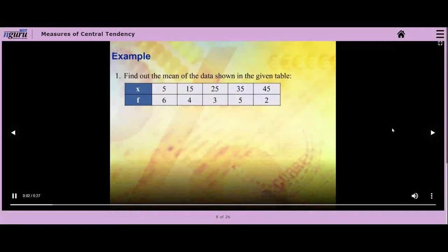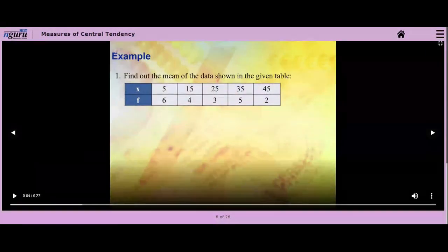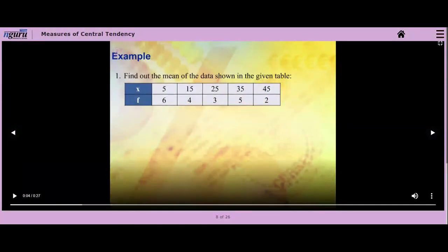Consider an example. Find out the mean of the data shown. What is the first step? Finding f into x. 15 into 4, 25 into 3, 35 into 5, 45 into 2. Then we add up and divide. Which number will you divide it by? 20, which is 6 plus 4 plus 3 plus 5 plus 2. Correct, 20.